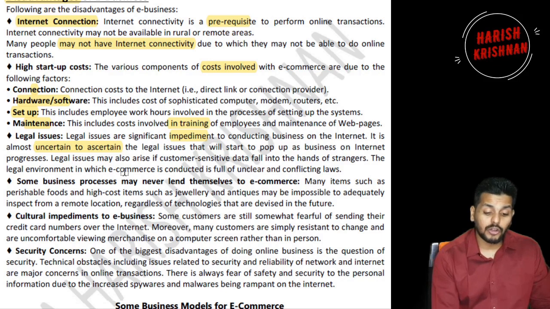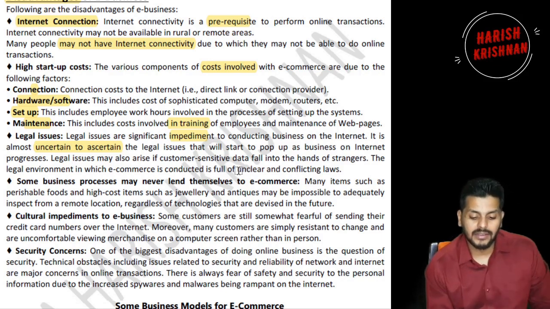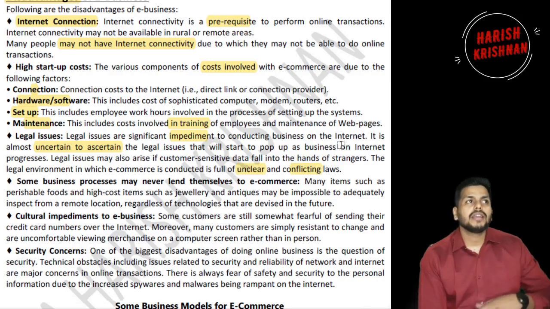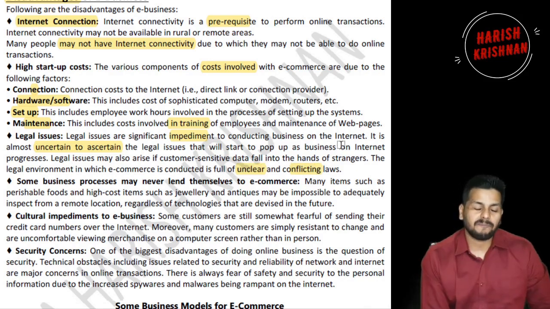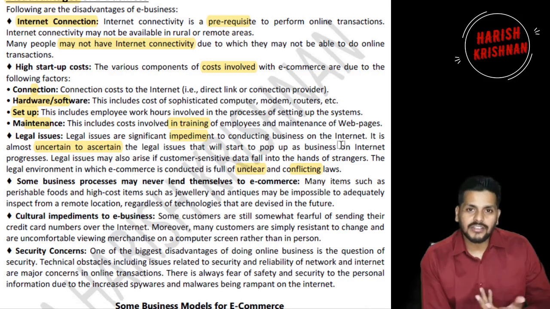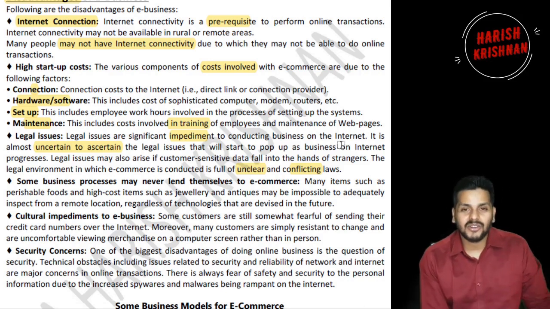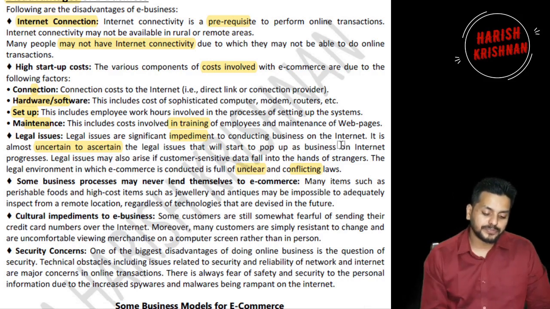The legal environment in which e-commerce is conducted is probably unclear and conflicting. Maybe I won't agree 100% at that point. You have to spend time to be clear. It's not like it's unclear. You have to sit and read all the laws and understand. First of all, you have to figure out how many laws there are. All these are a little bit of a challenge.